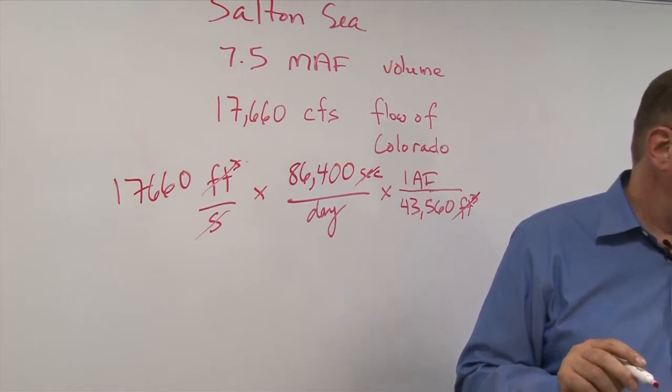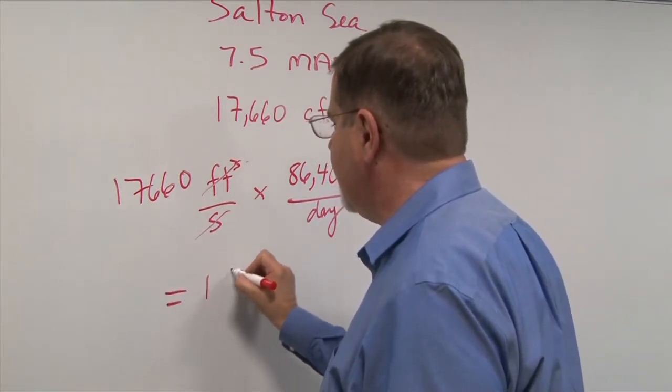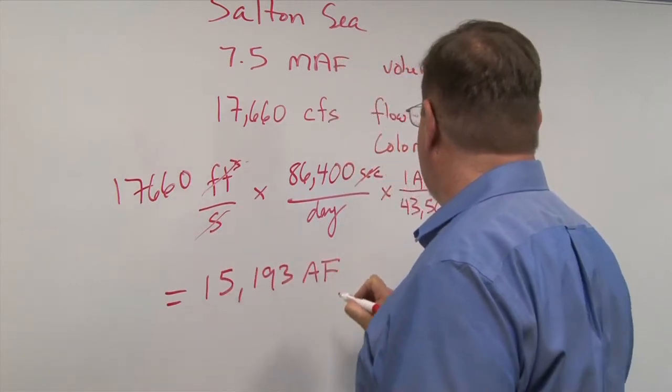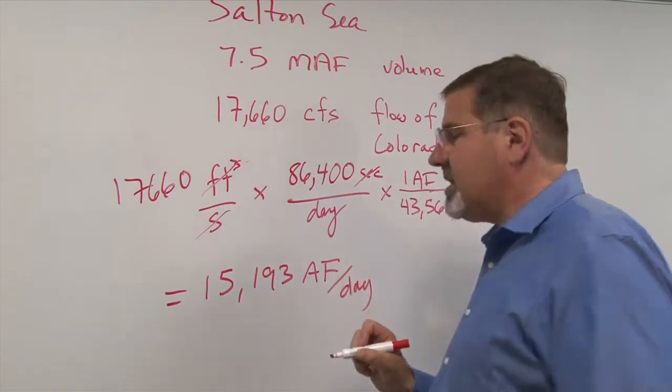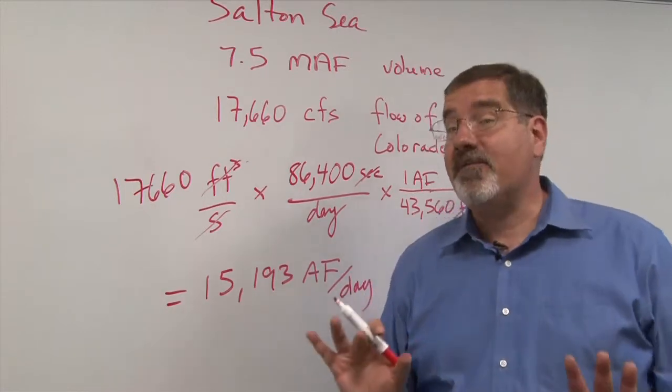And what we come up with is 15,193 acre feet per day. So that's how much water is flowing in the Colorado River on average.